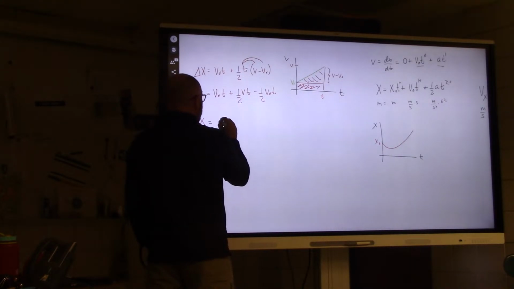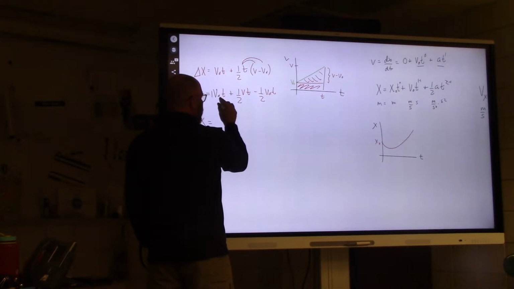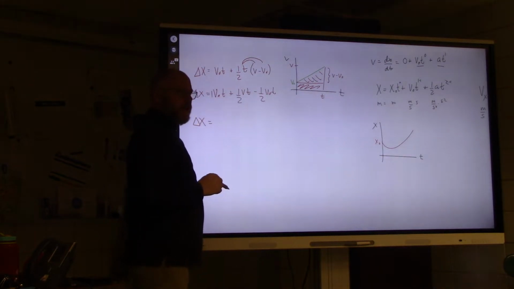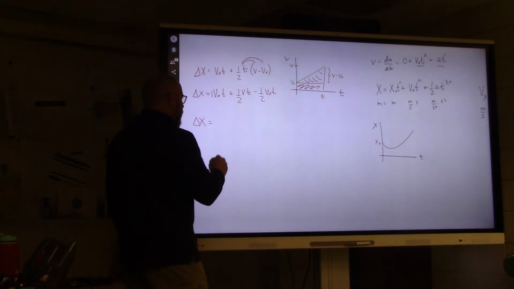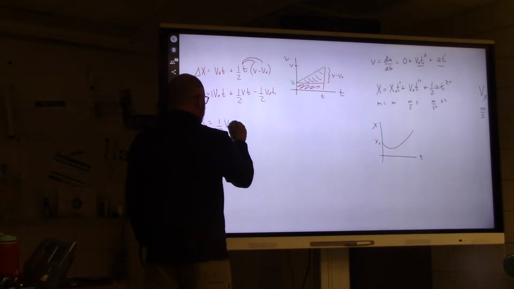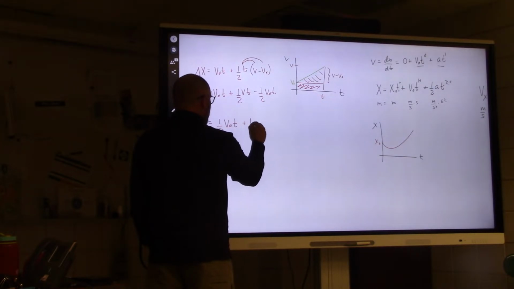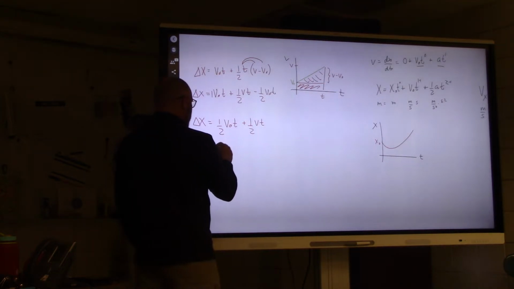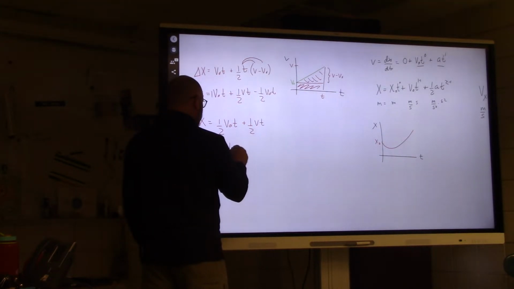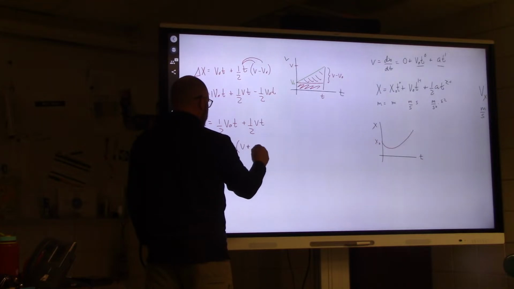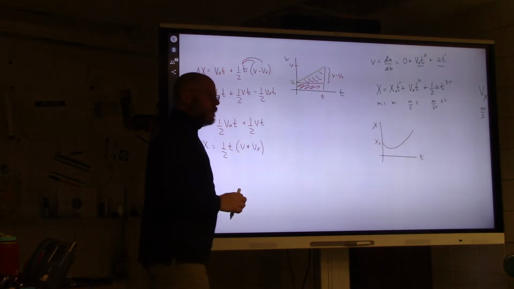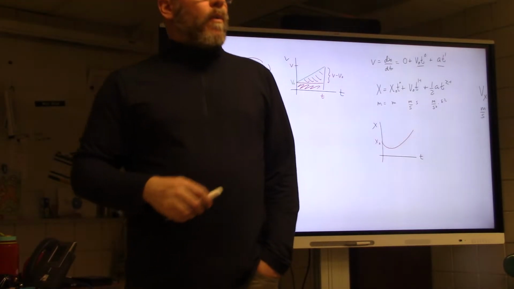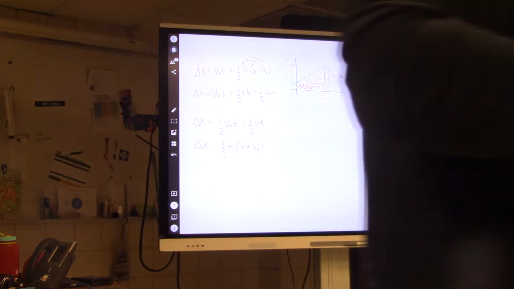So I end up with delta x equals 1 V0t minus 1/2 V0t. One minus 1/2 is just 1/2 V0t plus 1/2 vt. Nice. And now, if I pull out 1/2 t, I have v plus v0. How does that look to you guys? Now, why would I do that? It's a great question, Don.